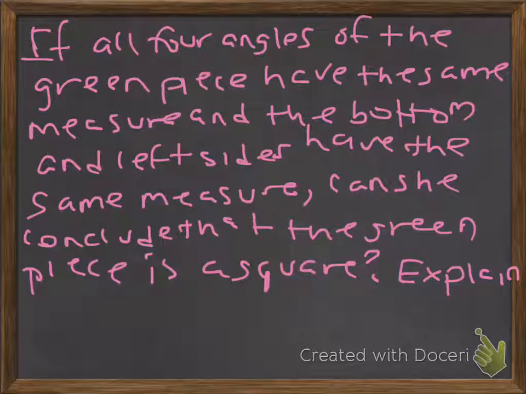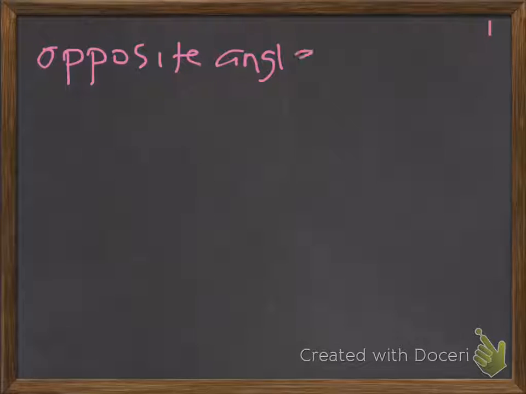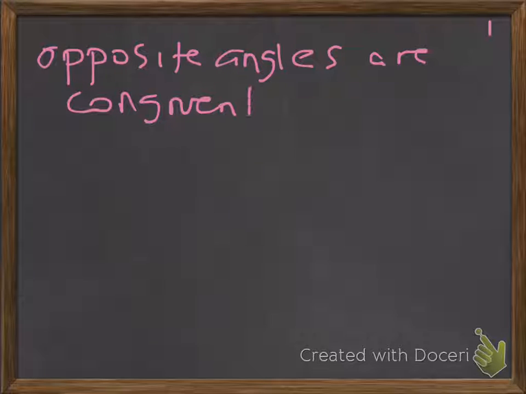I would say yes, because if you have all four angles being the same measure, you know that they have to be equal to 360. So 360 divided by 4 is 90. So that makes each angle 90. And then opposite angles are congruent, so that makes the figure a parallelogram. Always have to make sure that it's a parallelogram first before we figure out it's a rhombus or a square.